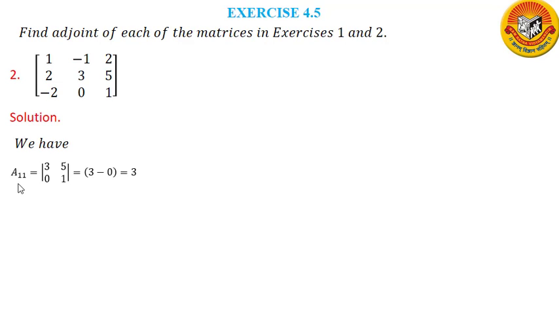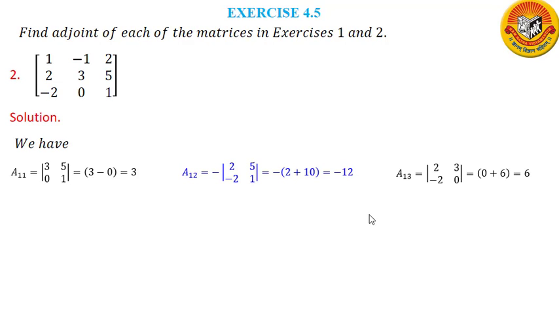So a11, there is no other choice. So a11 is, I remove the first row and first column and I get a determinant of 3, 5, 0, 1. This gives me the answer as 3. Similarly I find a12. So first row and second column I remove, and I will use a minus sign here outside the determinant because this 1 plus 2 is 3, which is an odd number. So a12 I am getting as minus 12.